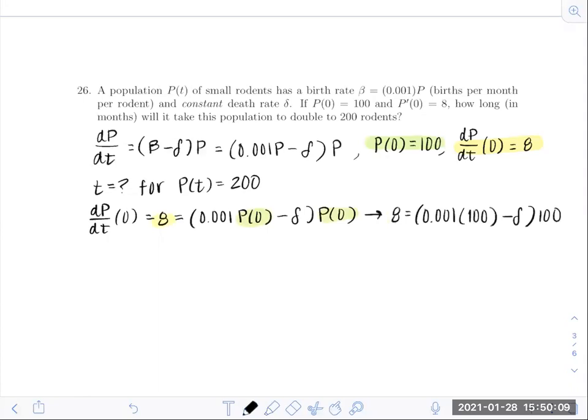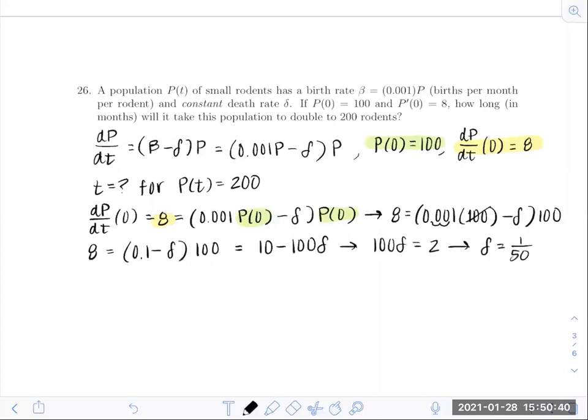All right, so if I multiply by 100, I'm going to move the decimal 2 spots. And then let's multiply that second 100 in. So that's going to give me 10 minus 100 delta. All right, so shuffling things around here, I have 100 delta on the left equals 2 on the right. And so solving, I conclude that delta equals 1/50th.